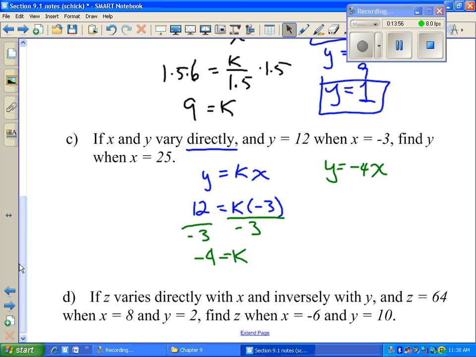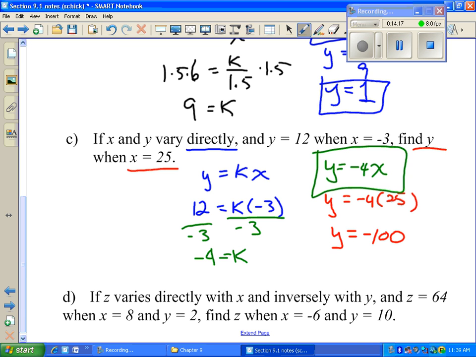Excellent. Now find what's missing. Find y when x equals 25. So y is equal to negative 4 times 25. So y is equal to negative 100. There's my function. I have my answer, what y is when x is 25.